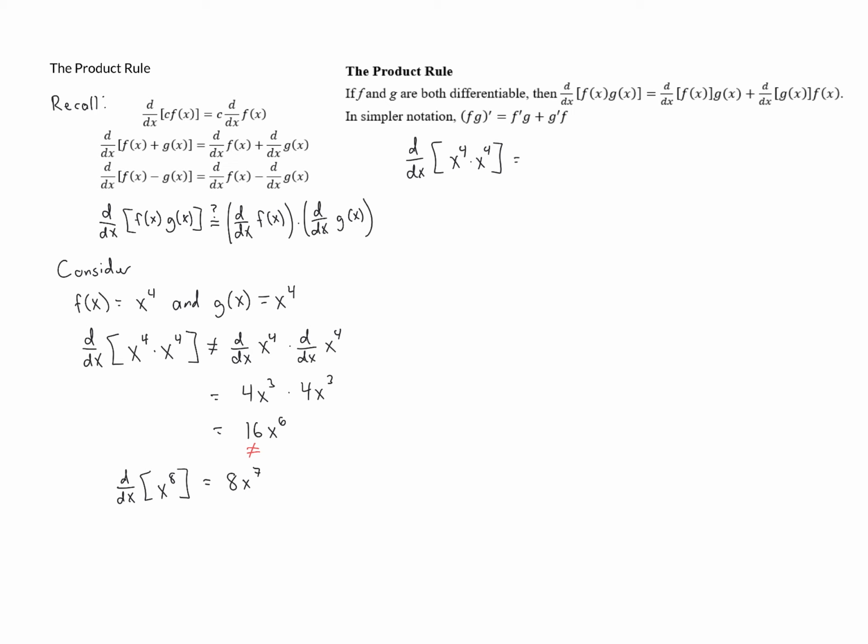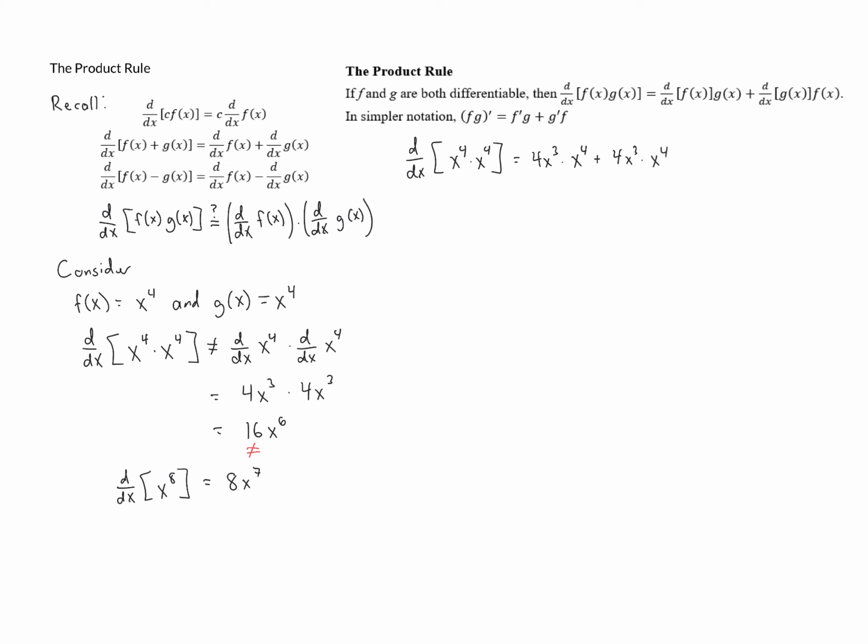So, when we use the product rule, it says that we've got to take the derivative of the first times the second. So the derivative of the first function is 4x cubed times that second function itself, which is x to the fourth, plus the derivative of the second function. Now, the derivative of x to the fourth is also 4x cubed times the first function. That first one is just x to the fourth.